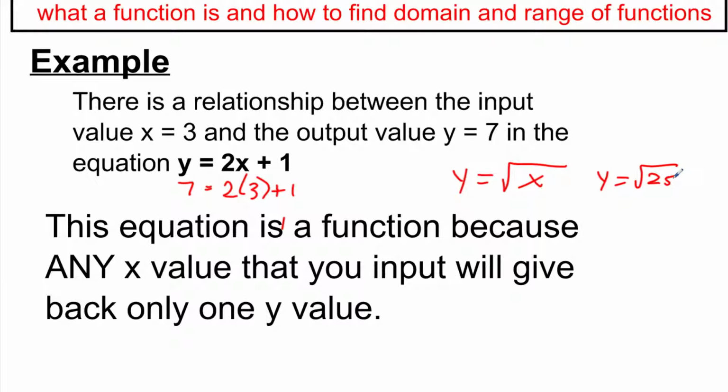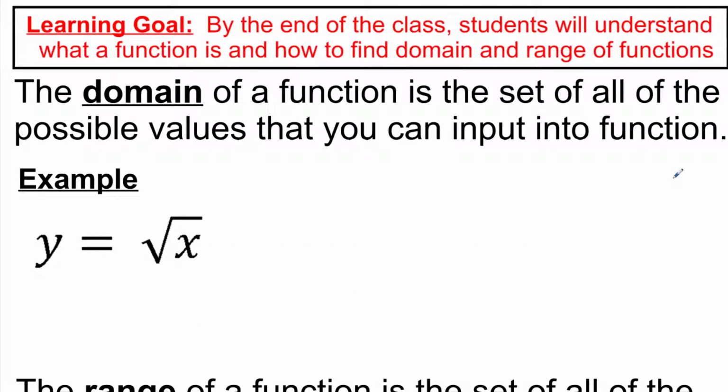So we need better names for those. So that's where we're going to kind of wrap this up. We're going to talk about domain and range. And so you might have seen these a little bit before. Domain is the list of every possible value that you're allowed to input into a function.